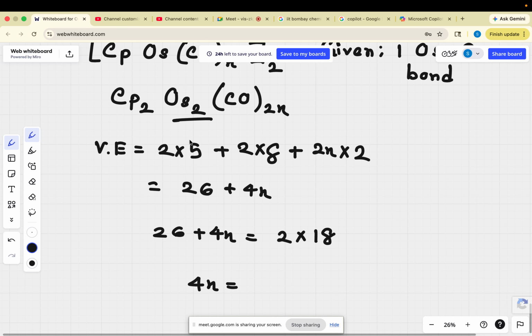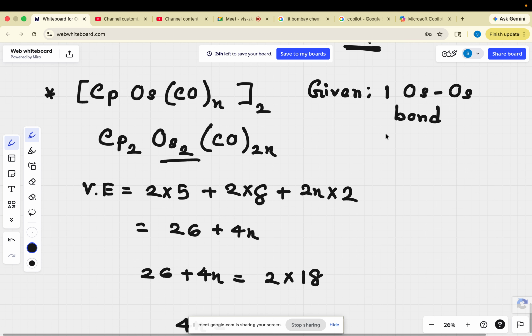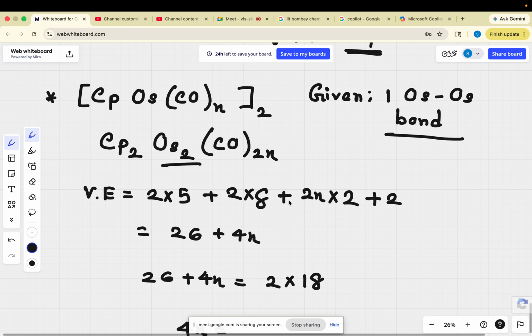This value 10 plus 16, yeah, okay, and sorry, 26. And they have given one osmium bond, right? So you will get 2 electrons from there, because they have mentioned one osmium bond. So ultimately you are getting 28 here, 28 here.